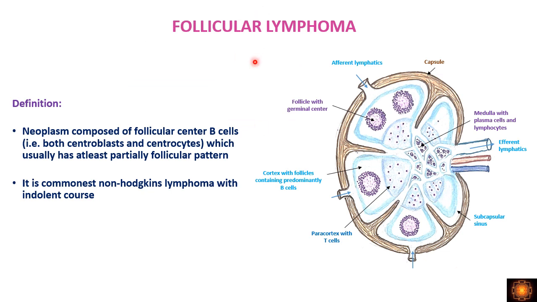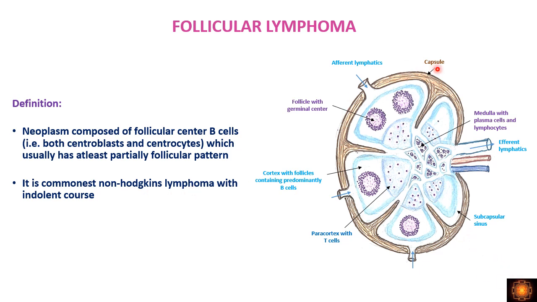Now, coming to the topic proper of follicular lymphoma, this is a neoplasm composed of cells which are present in the germinal center. In the germinal center, we have centroblasts and centrocytes. So this is a neoplasm composed of follicular center B cells, and these tumor cells again produce a follicular pattern, because of which the name follicular lymphoma is given. The follicular pattern can be present throughout the lymph node, or at least partially. And as I told you, it is the commonest non-Hodgkin's lymphoma with an indolent course.